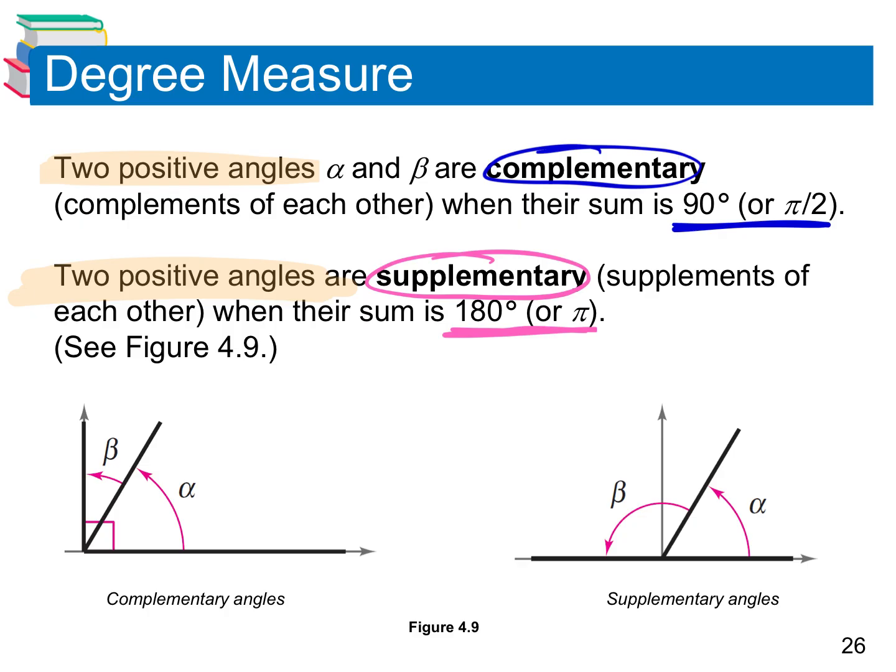Now, the key word here is that they have to be two positive angles. So we cannot have negative angles that are complementary or supplementary. Two positive angles are going to add to 90 for complementary. Two positive angles are going to add up to 180 for supplementary. So they have to be positive.